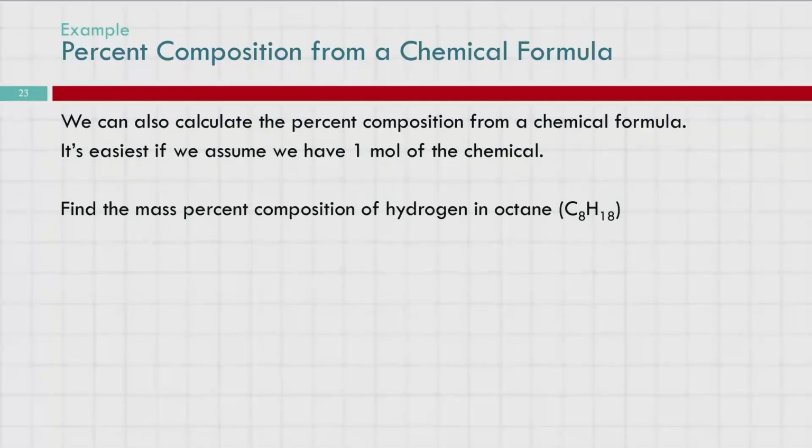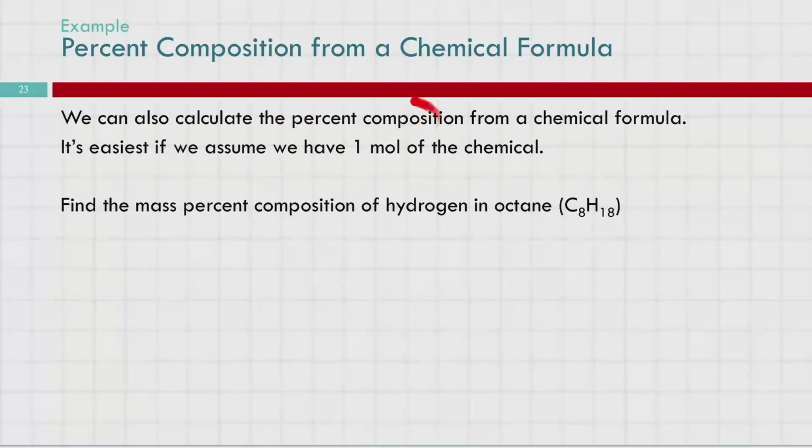We can also calculate mass percent composition or mass percent or percent composition from a chemical formula. This is easiest to do if we assume that we have 1 mole of the chemical. Let's look at mass percent composition of hydrogen in the chemical octane. So this is a problem that you could be given. Find the mass percent composition of hydrogen in octane. You would just be given the formula for octane. And you might think to yourself, this is crazy, Mr. K. You haven't given us any numbers. However, you have the elements, and we have a periodic table. We can go find our numbers.